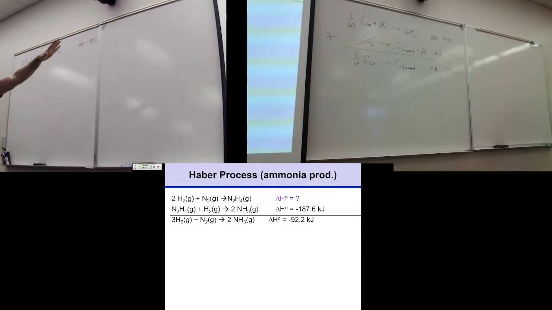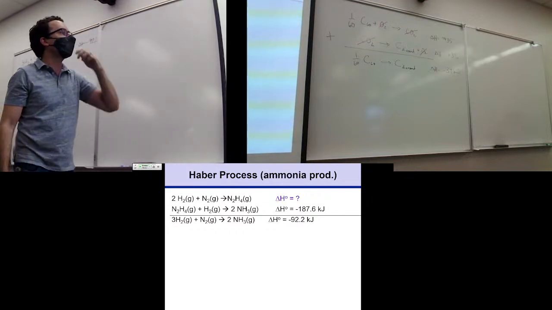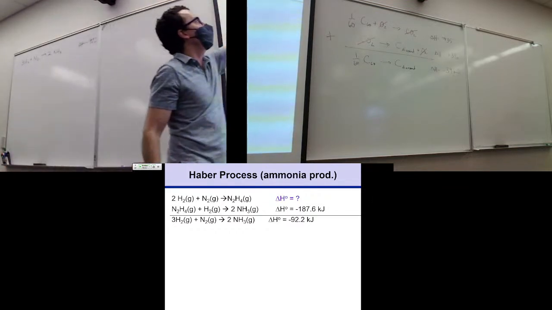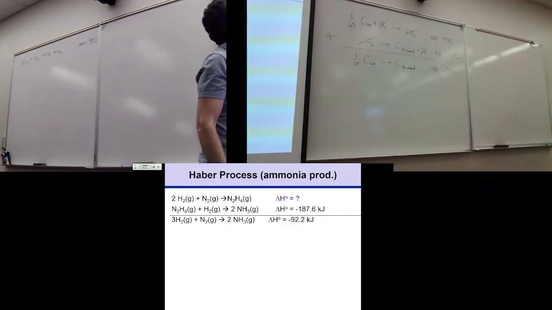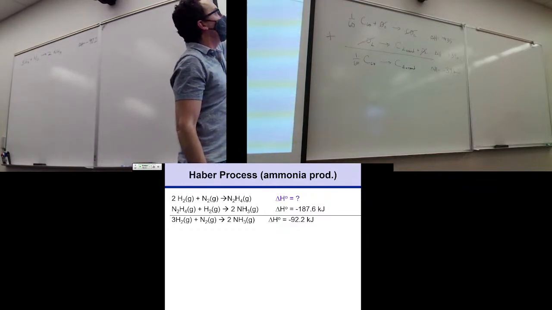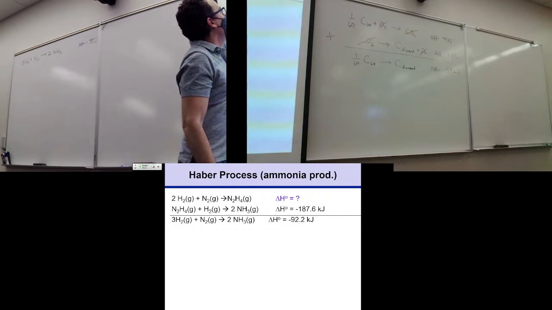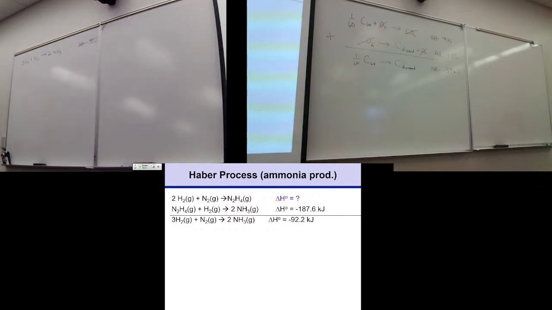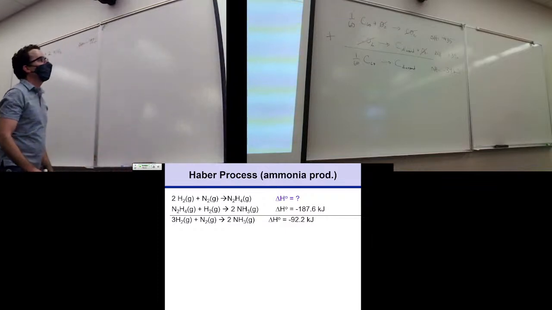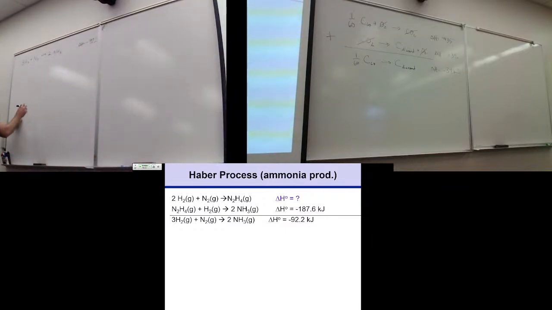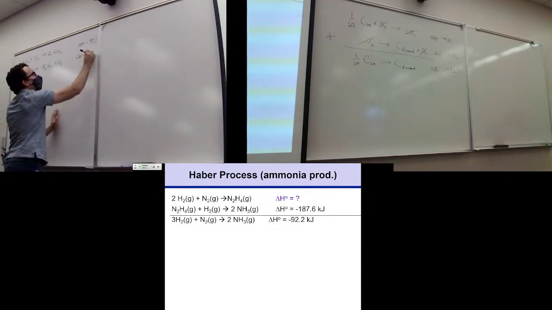I'll just keep going. Let's add N2H4. So I want N2H4 to be on my product side, and the only reaction it occurs in is this one. And it's on the wrong side, it's on the reactant side. So I'm going to reverse it. I'm going to write that second reaction reversed: 2 ammonias goes to N2H4 and H2. So reversed, it's positive 187.6.